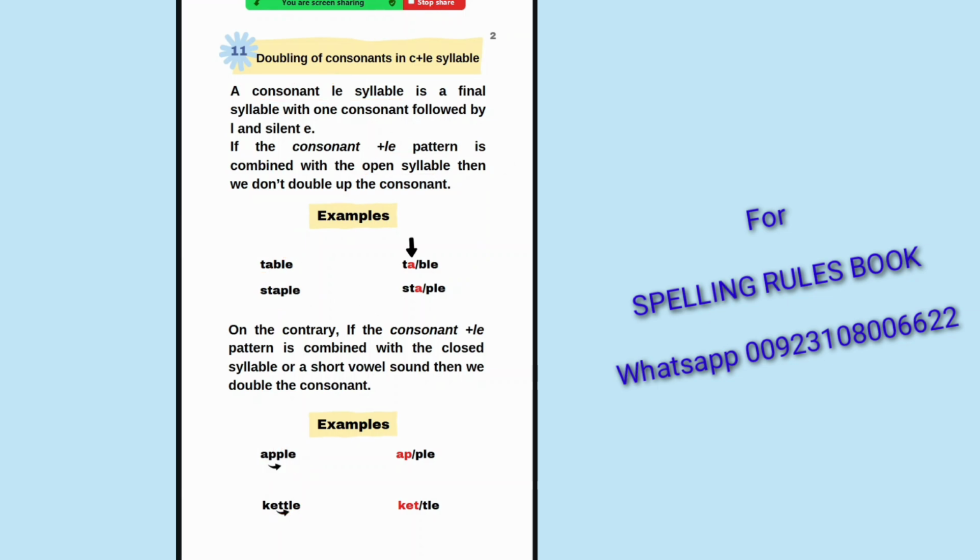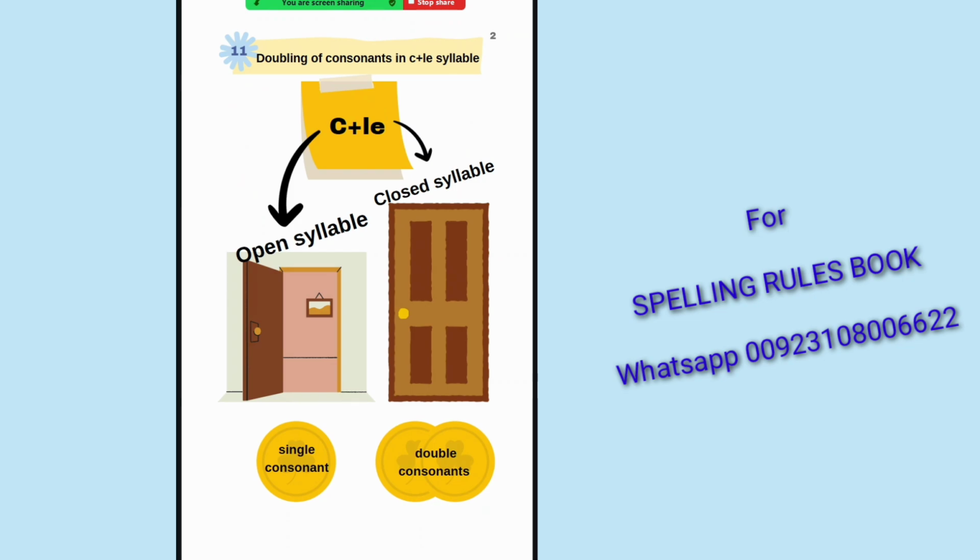So let's move towards its infographic. Look here. If you find this pattern as a final syllable, and if this pattern is preceded by an open syllable, then we use a single consonant. But if it is preceded by a closed syllable, then we double the consonant. This is very simple.